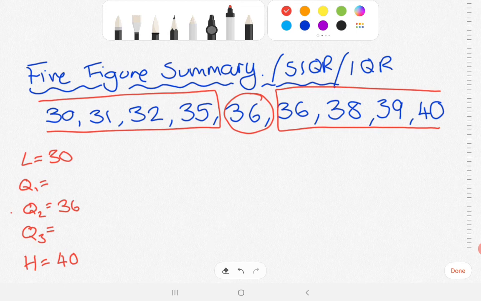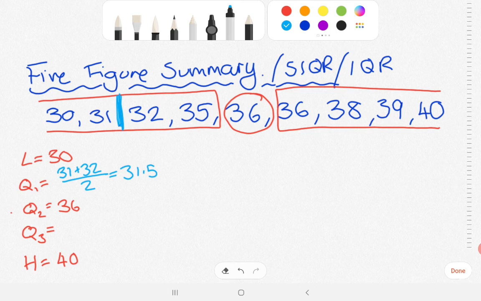Now from there we need to work out Q1. So Q1 is the middle number in the lower half. We've got 4 numbers here, so the middle number would be between 31 and 32. So if you need to, we're doing 31 add 32 divided by 2. But again, hopefully it's not that difficult to see that that would give you the answer 31.5, halfway between 31 and 32.